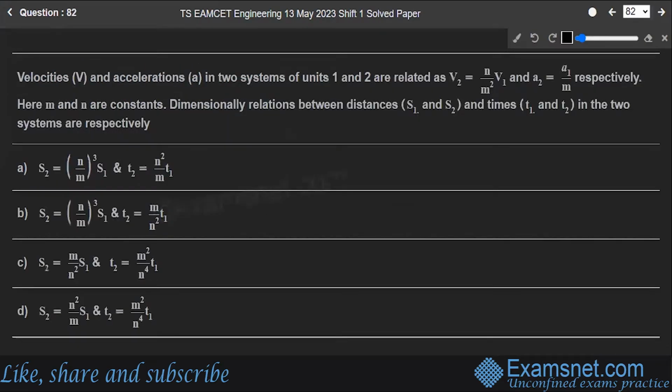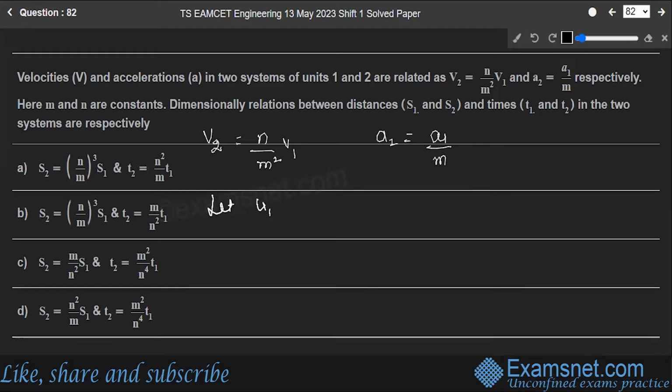Hope you understood. Next is question 2. Velocities and accelerations in two systems of units 1 and 2 are related by these relations respectively. Here, m and n are constants. Dimensionally, the relations between distances s1 and s2 and times t1 and t2 in the two systems are. In the question, you are given v2 is n upon m square into v1 and a2 is equal to a1 upon n m respectively, right? So let's say the initial velocities are 0.